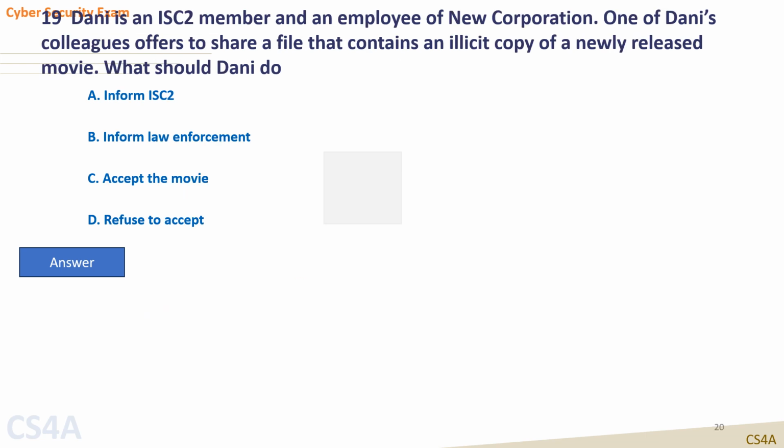So here the question is, Danny is an ISC Square member and an employee of New Corps. One of Danny's colleagues offers to share a film that contains an illicit copy of a newly released movie. What should Danny do? Inform ISC Square, so this is not the correct way. That is not related to the ISC Square code of ethics. And inform law enforcement, that also is not the correct one. Accept the movie, and refuse to accept. As per the ISC Square code of ethics, option D is the correct one.